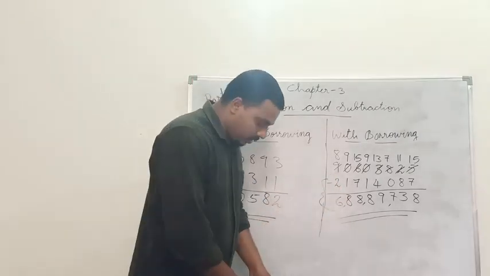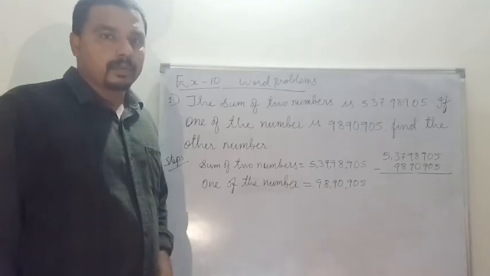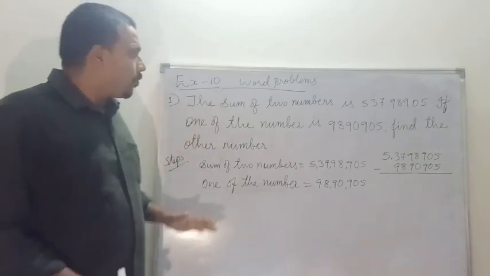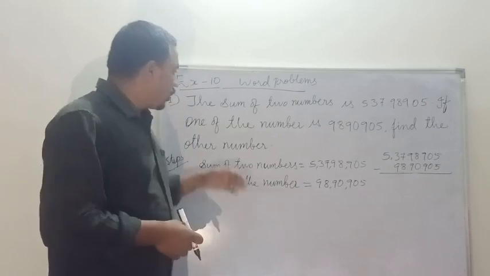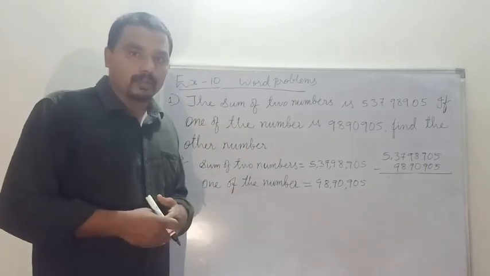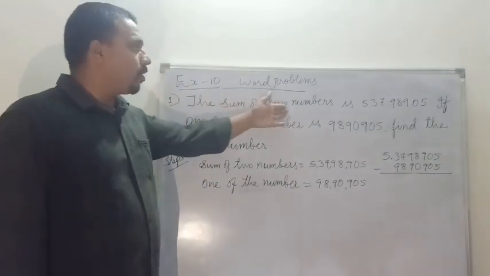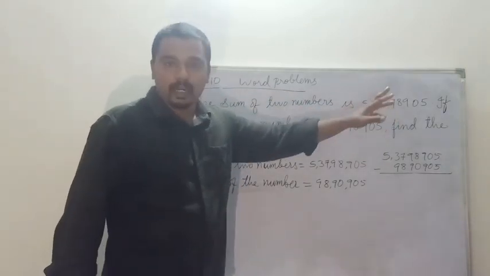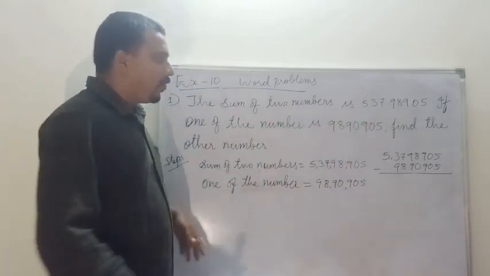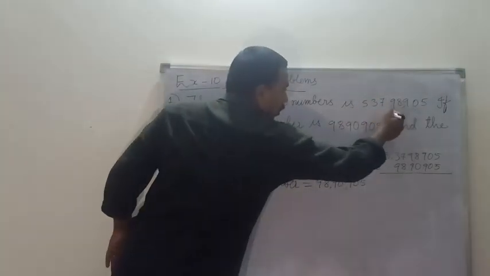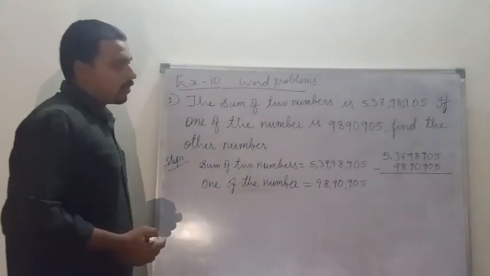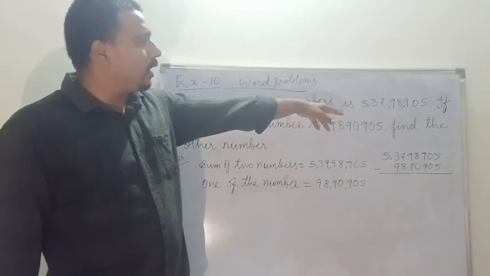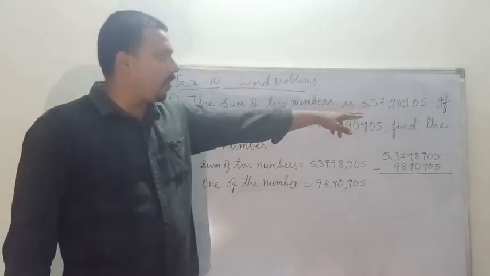Moving to the next exercise. Exercise 10, word problems. Some word problems are there related to subtraction. Okay, this is the first question. The sum of two numbers is 5 crore 37 lakh 98,905. If you are finding difficulty reading the number, put the commas. As I told you, place the commas, then it will be very easy to read the number. So 5 crore 37 lakh 98,905.